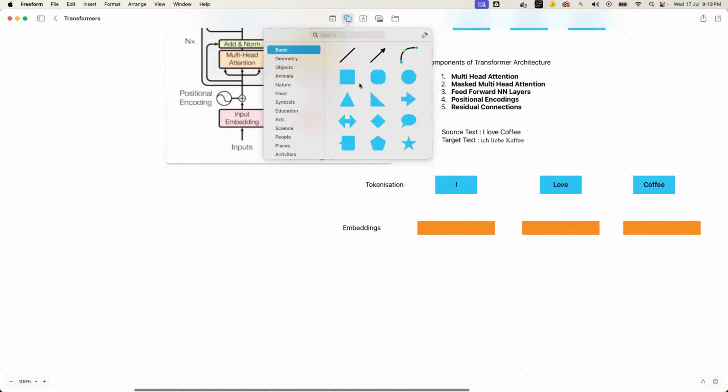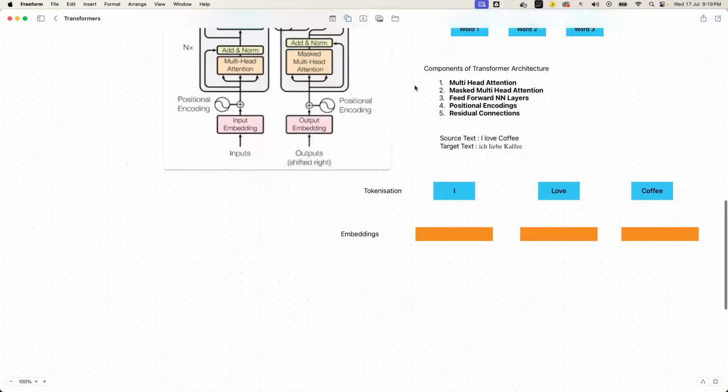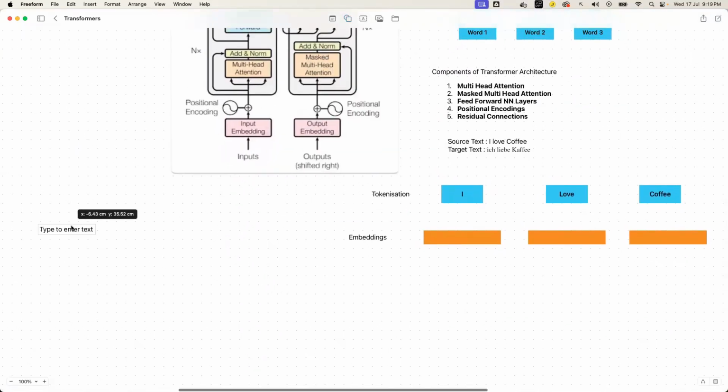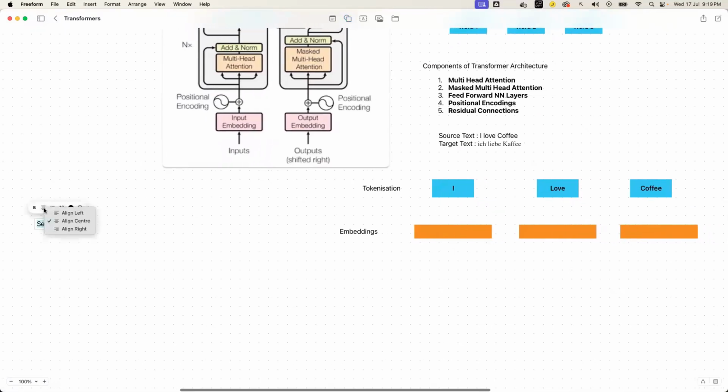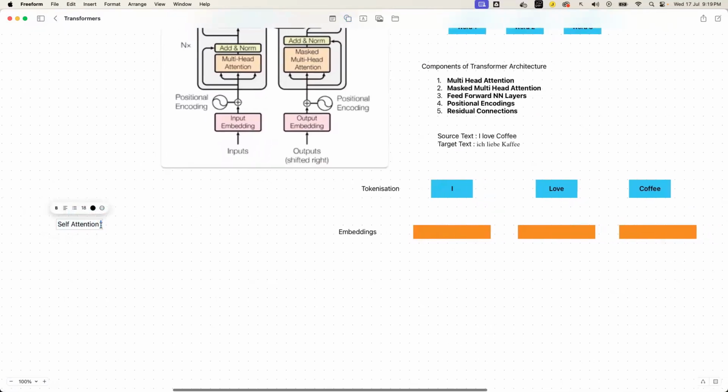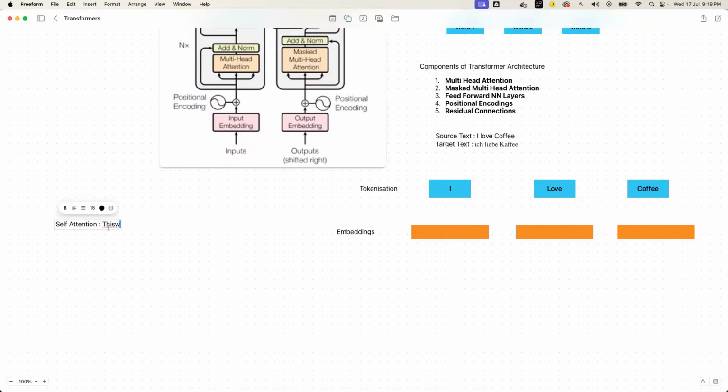What is the idea about this self-attention? Self-attention is a layer which will enable the model to look into the other words in a given sequence while processing.